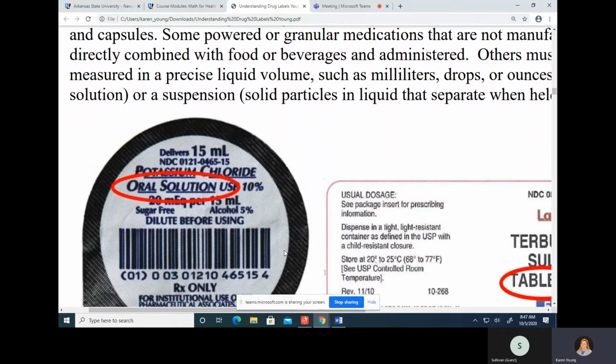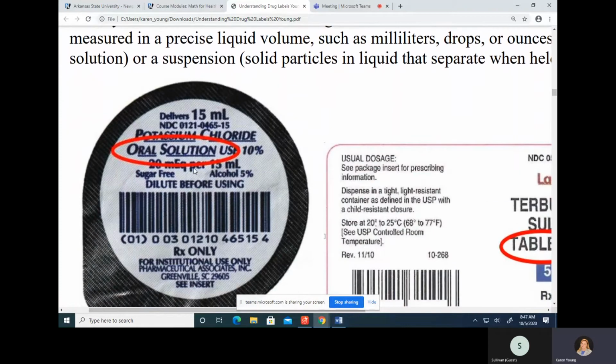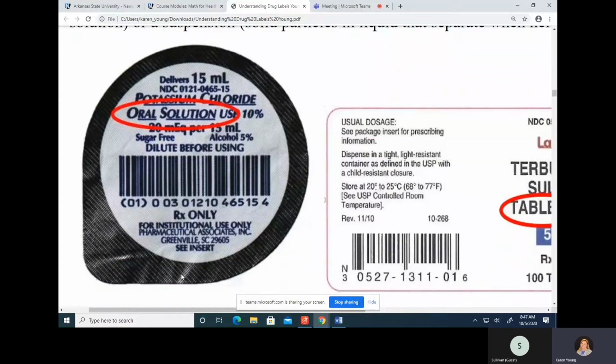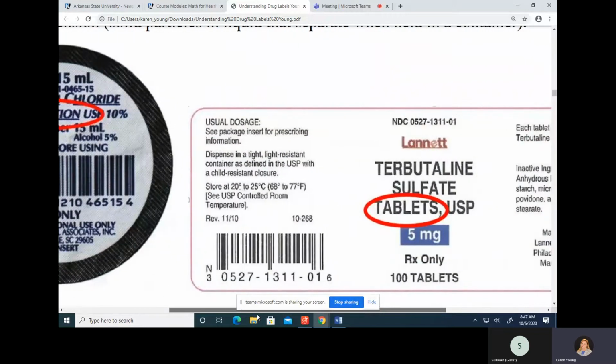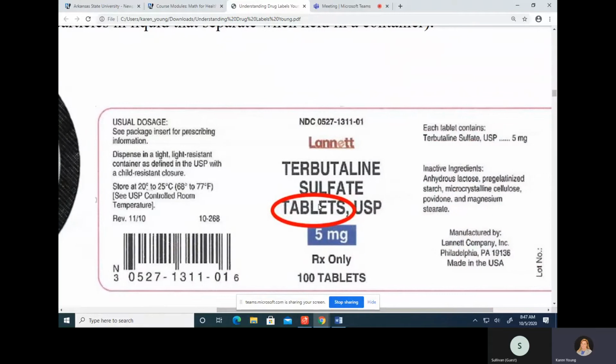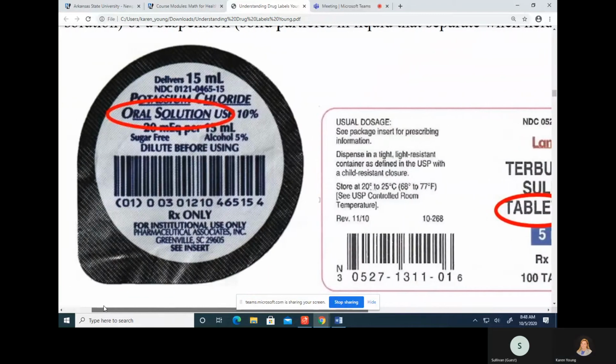So if we look at this one, this is potassium chloride. It's an oral solution. It's liquid, right? But our form would be oral solution because it's a little thicker than a normal liquid. And then whatever that is, sulfate, the form is tablets. Okay. What would be our dosage strength? 5 milligrams. I didn't look at the potassium and ask that.